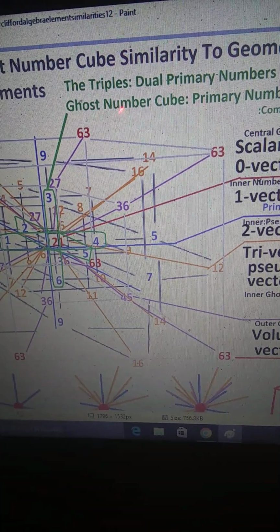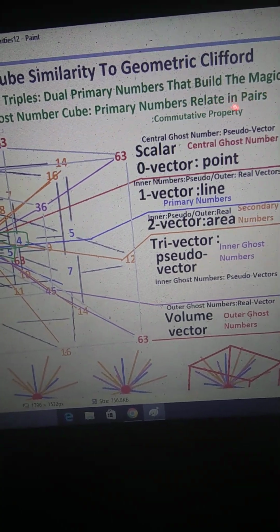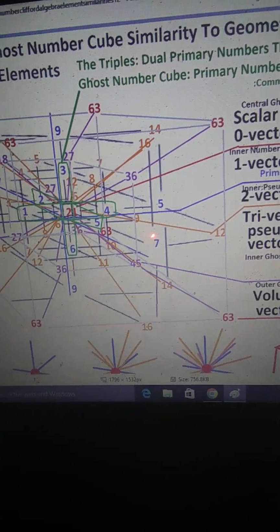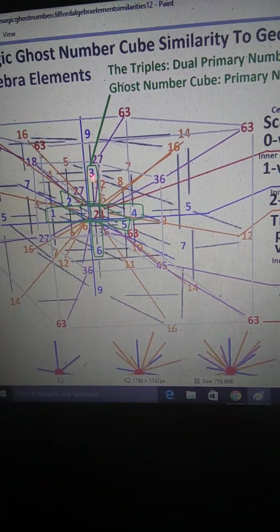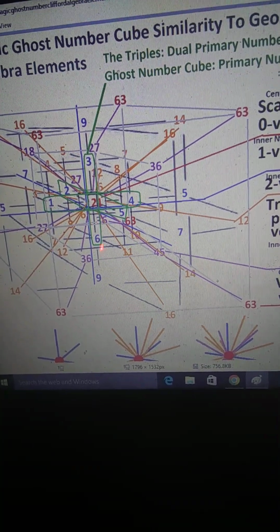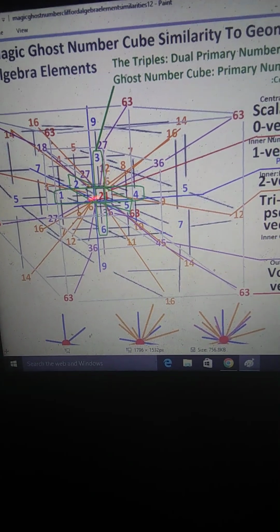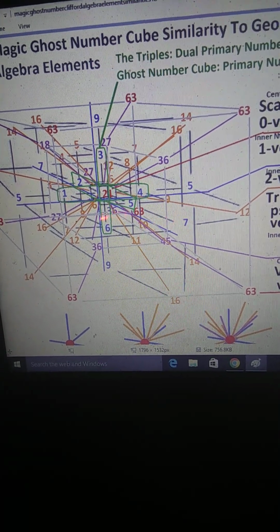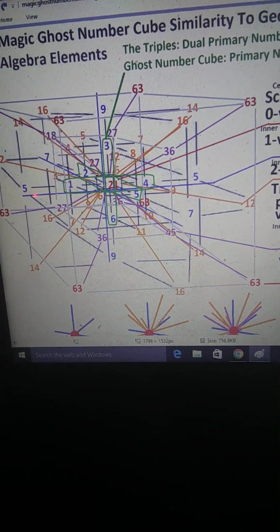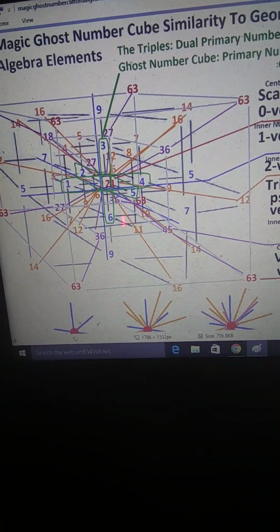They relate to each other in triples because it requires 2 to create, using the commutative property, a pair, and there's 3 pairs. These are the triples that start off the whole cube. You can put them randomly if you want to, but they still relate in pairs because they use the commutative property to produce the outside, which are real vectors.